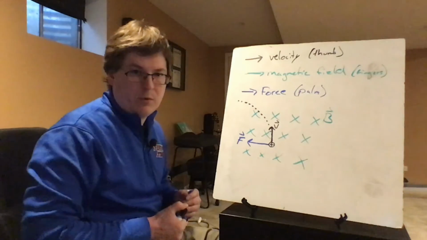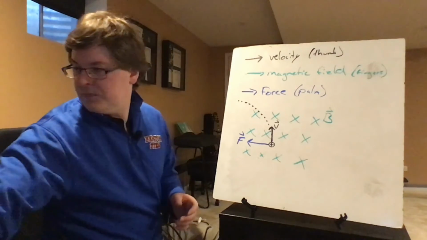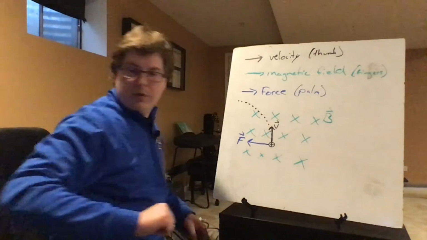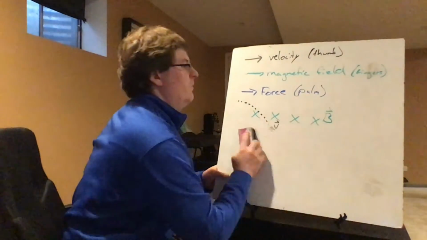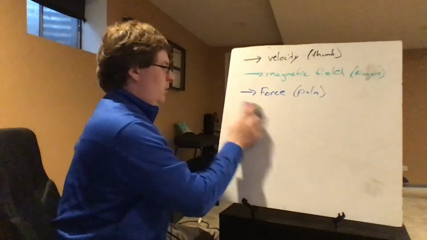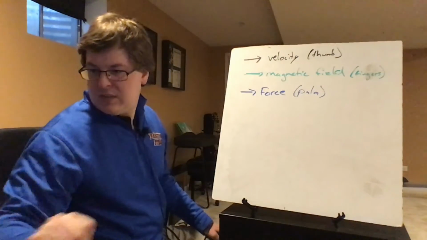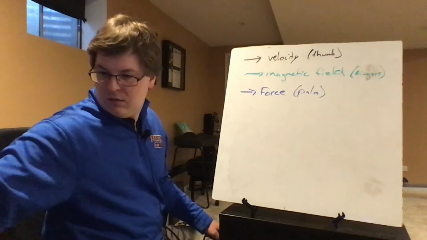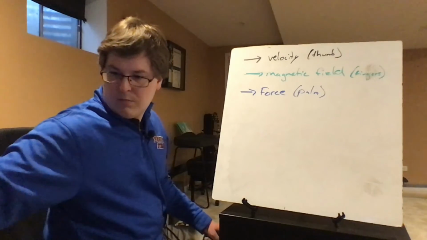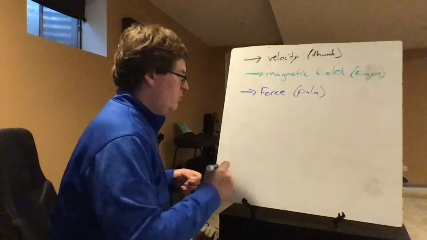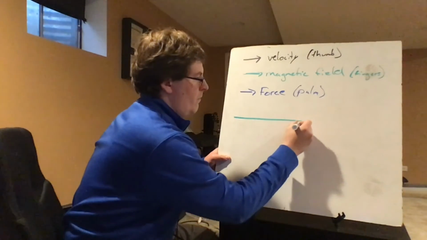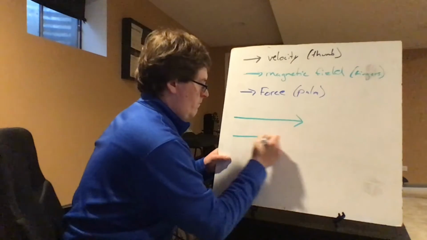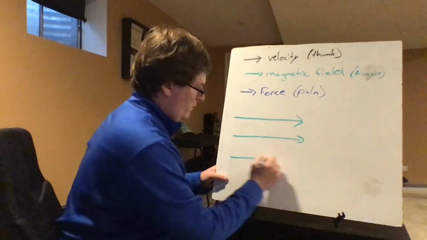I think we have time for one more, so let's do one more. Let's give you a negative charge this time. Let's say that the magnetic field is going straight across from left to right. Uniform magnetic field.